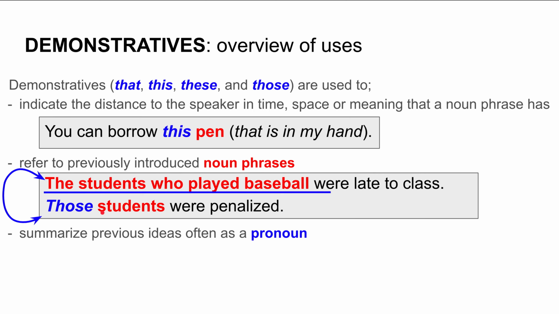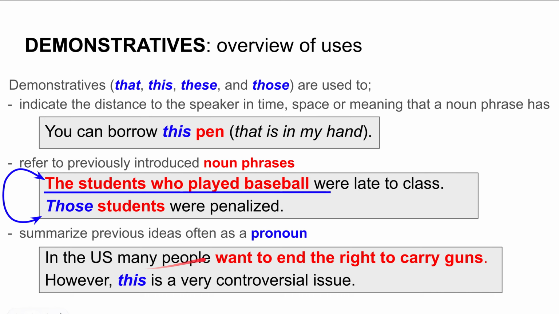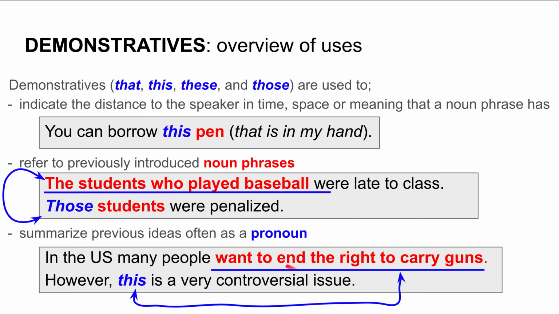We can also use demonstratives to summarize previous ideas. These are often used as a pronoun. So for example, in the US, many people want to end the right to carry guns. However, this is a very controversial issue. Here, this is referring to the desire to end the right to carry guns, and it's referring to it being a controversial issue. Okay, moving forward now, let's talk about the form of demonstratives.